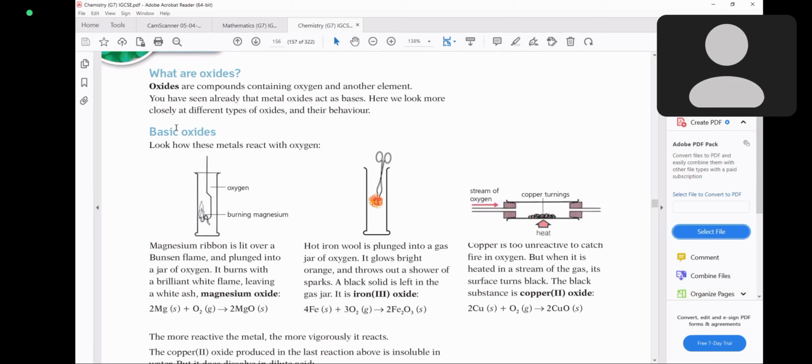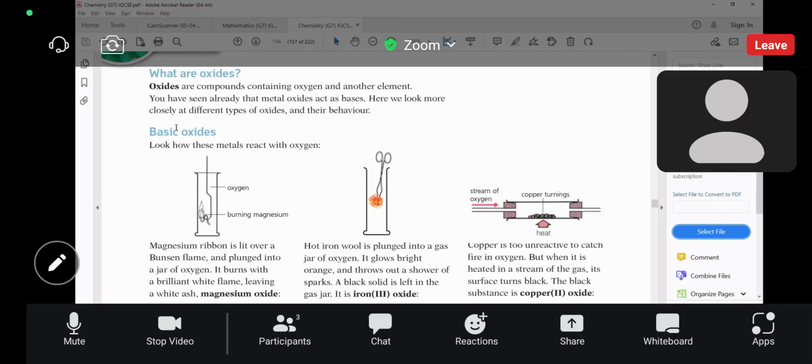Sodium means Na plus. So sodium loses one electron and forms a sodium plus cation. And oxygen in the outermost shell has 6 electrons. So to satisfy the octet rule, it will gain 2 electrons and form O2 minus. This is sodium and this is oxygen.